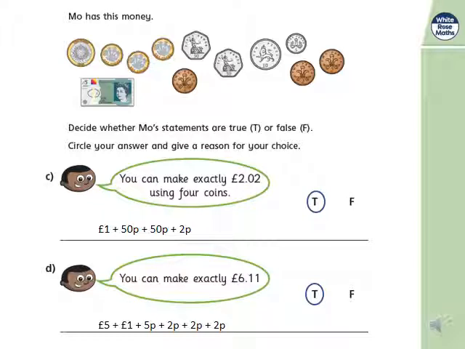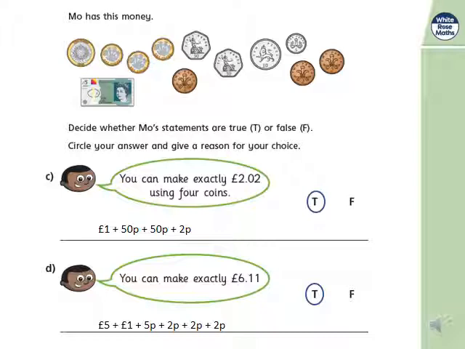Let's see. Well, the first statement on this side, it says you can make exactly £2.2 using 4 coins. And that statement was true because you could have used a £1, 50p, 50p and 2p coin. That would have been your evidence, your reason for your choice.